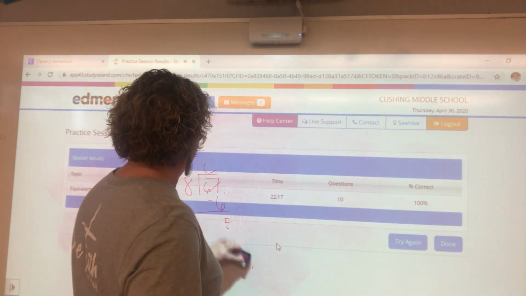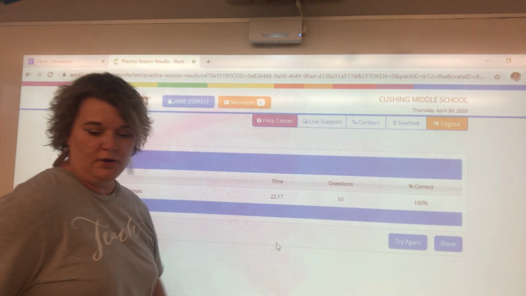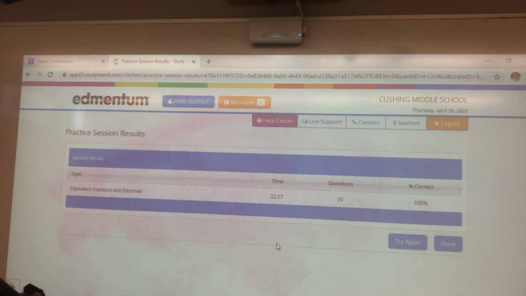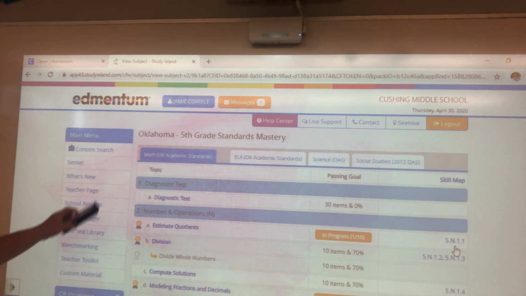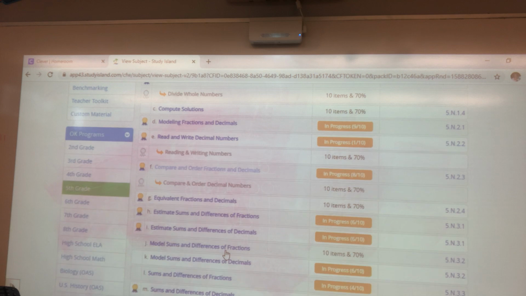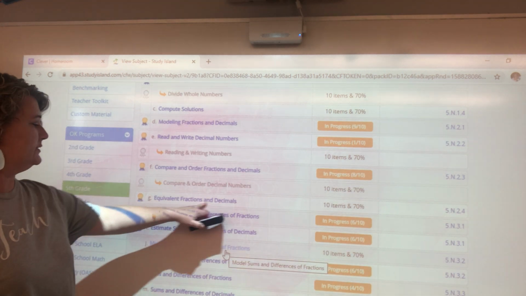Yay, what do you know? We made 100. Okay, what is this called? And let's figure out where it is. It's equivalent fractions and decimals. It's in the top section. It's right there. Equivalent fractions and decimals.